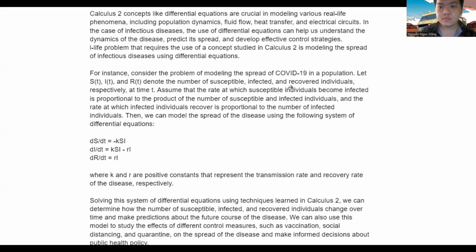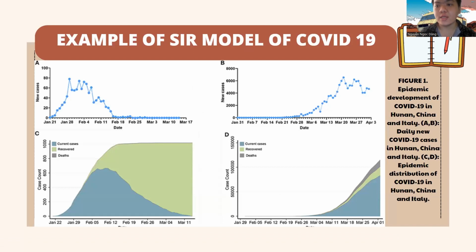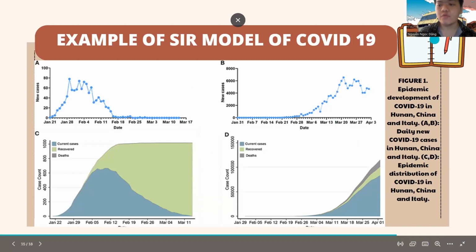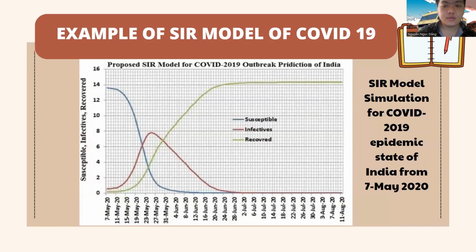So here are some more examples of an SIR model of COVID-19. In this figure 1 is the epidemic development of COVID-19 in Hunan, China, and Italy, pictures A and B, and the daily new COVID cases in Hunan, China, and Italy, C and D, and the epidemic distribution of COVID in Hunan, China, and Italy. And we have the SIR model simulation for the COVID-19 epidemic state of India from the 7th of May 2020.